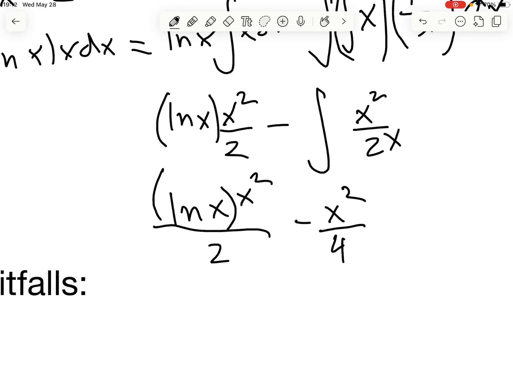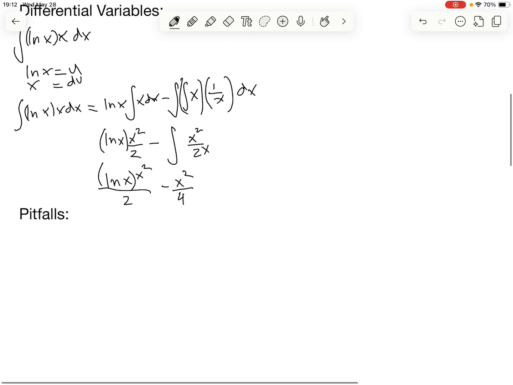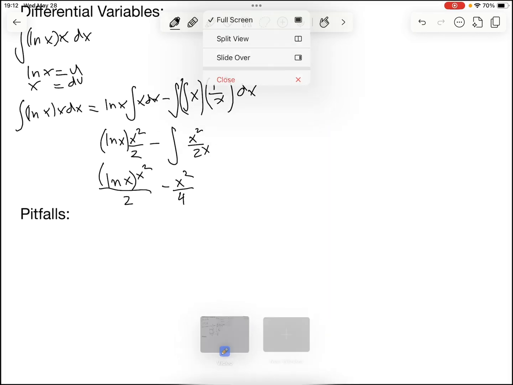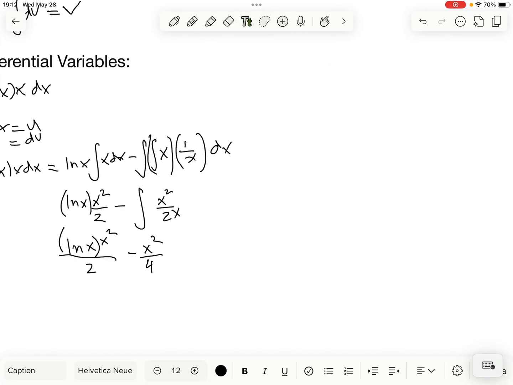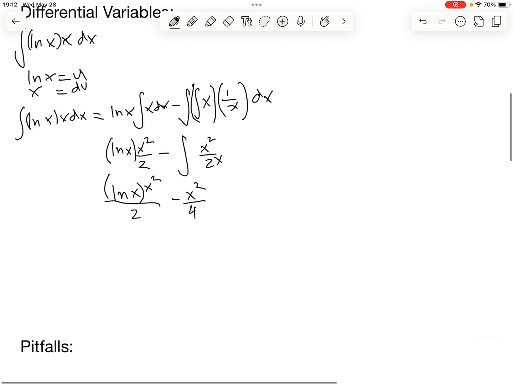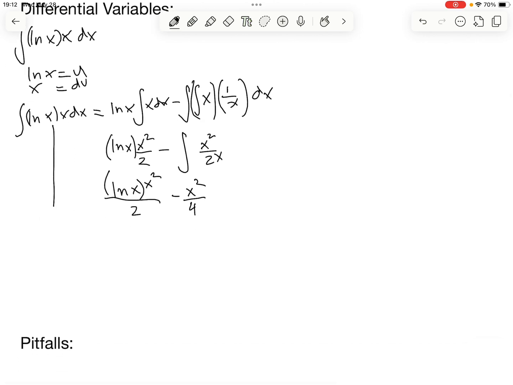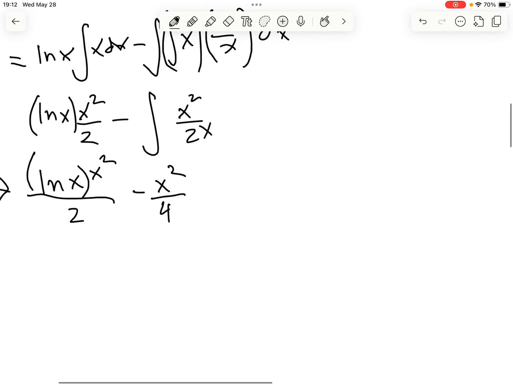And just to verify our answer real quick, let's try actually differentiating this. I guess I can move this a bit lower. So we've determined that this integral right here is equal to this function right here. Let's differentiate to confirm our answer.